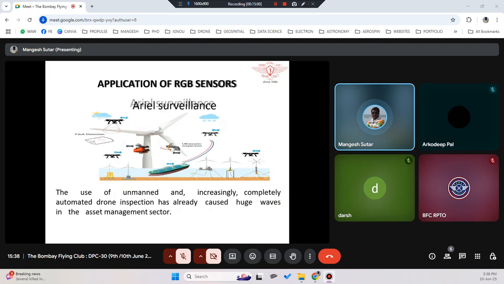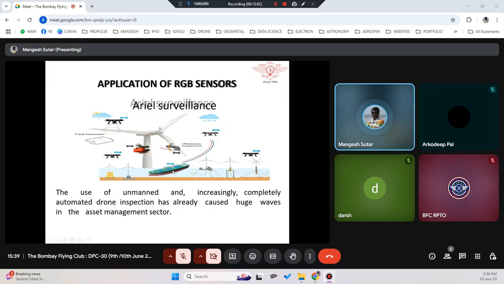So the use of unmanned aerial vehicles is increasingly common because of automation drone inspections. That has already caused huge waves in the asset management sector. Whether it is telecom towers, power line towers, windmills, or solar panels, all these are now being inspected or surveilled by drones. It is not practically possible to keep somebody continuously monitoring and watching these devices. So the drone is a very useful device in these scenarios.